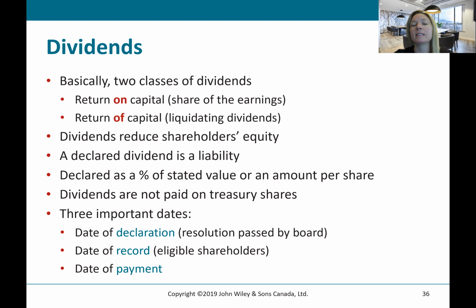Dividends are declared as a stated value or an amount per share, and they're not paid on treasury shares because those shares are being held back by the company from the market. So of course the company wouldn't pay a dividend to themselves.